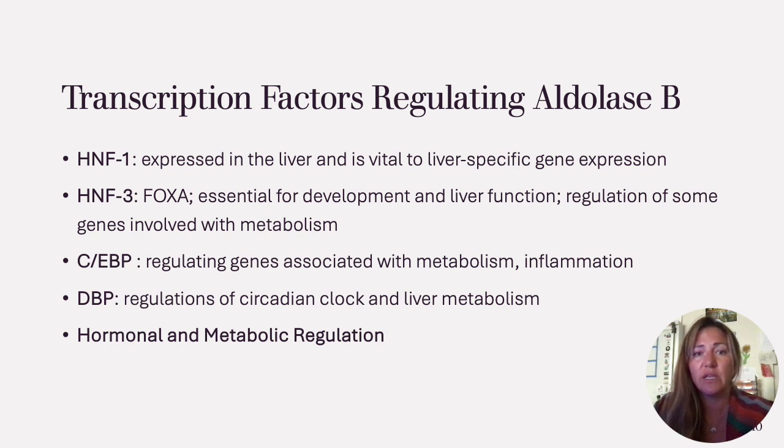Similar to those regulation factors we discussed on the previous slide, the primary transcription factors involved in the regulation of aldolase B are HNF1, a liver-enriched transcription factor crucial for liver-specific gene expression, specifically those that obviously include aldolase B. Its function is to bind to specific sites on the promoter region of the aldolase B gene and promote its transcription in liver cells.